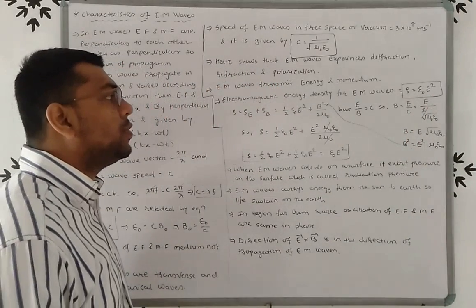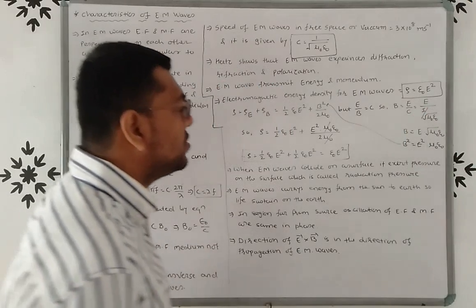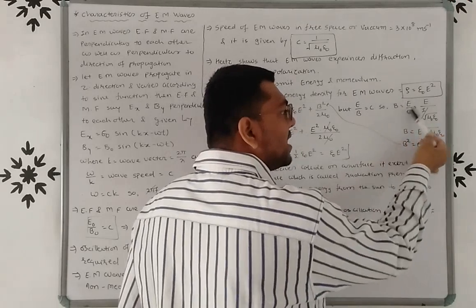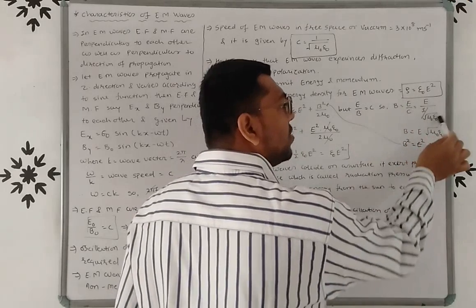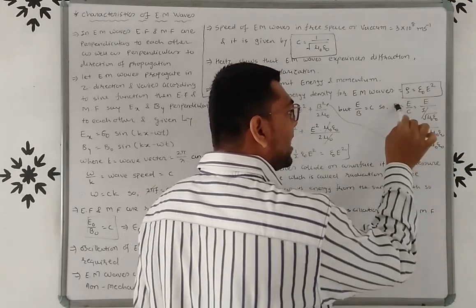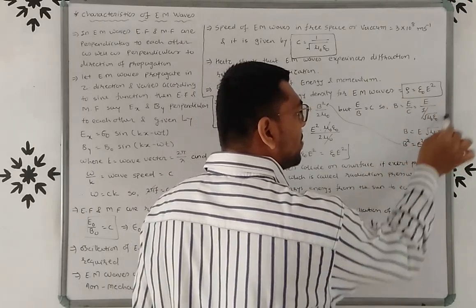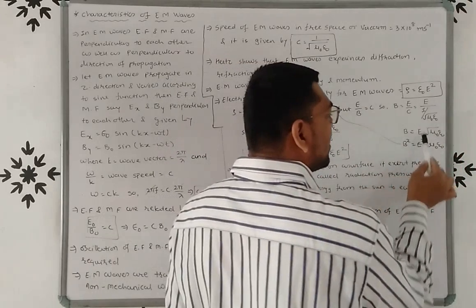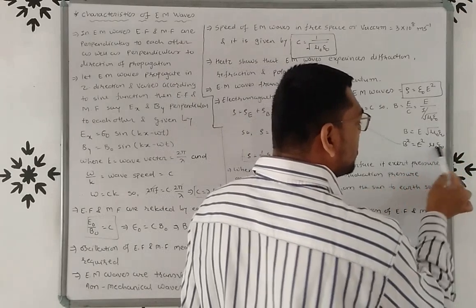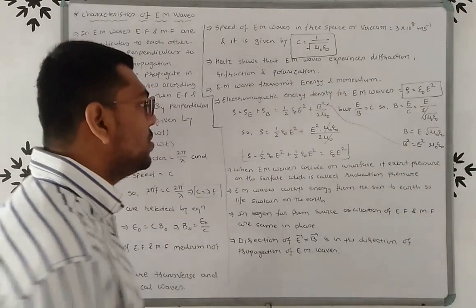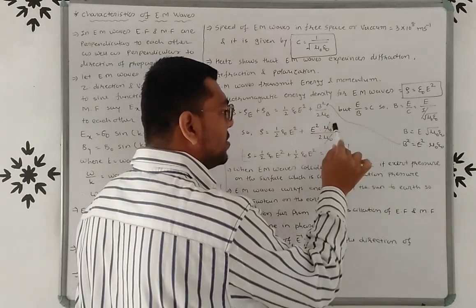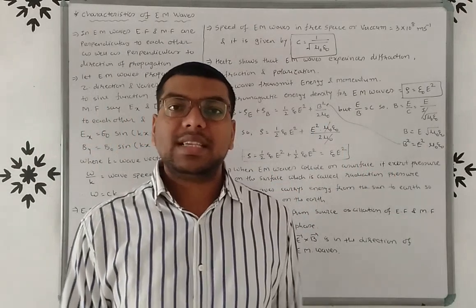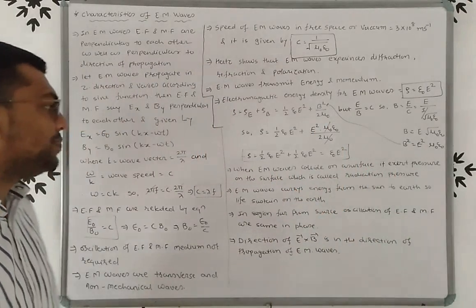So here we have to prove the relation between E and B. For that we know that E by B is equal to C. So B is E by C, where C is 1 by square root of mu 0 epsilon 0. So we get B is equal to E into square root of mu 0 epsilon 0. So B square is equal to E square, the square root cancels, so mu 0 epsilon 0. Here we put the value of B square, so mu 0 cancels. So we get the energy density of an EM wave equal to epsilon 0 E square.